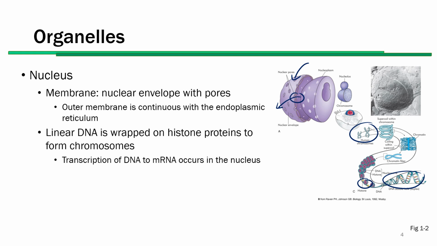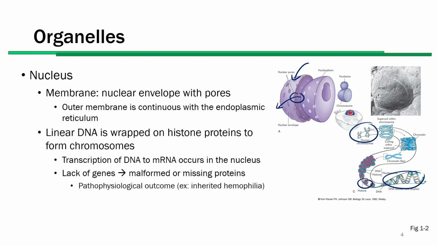In the nucleus is where that DNA is transcribed to messenger RNA. So the DNA always stays in the nucleus, but we have to get the code from the DNA out to the cytoplasm in order for the ribosomes to use it. And so the way we do that is we make a copy of the DNA, the particular gene we're interested in, and that's called messenger RNA. If any of those genes are missing, then that messenger RNA code is going to be inaccurate. So if they're malformed, if they're missing, if they're mutated, then that code is going to be not valid. And that can have a pathophysiological outcome.